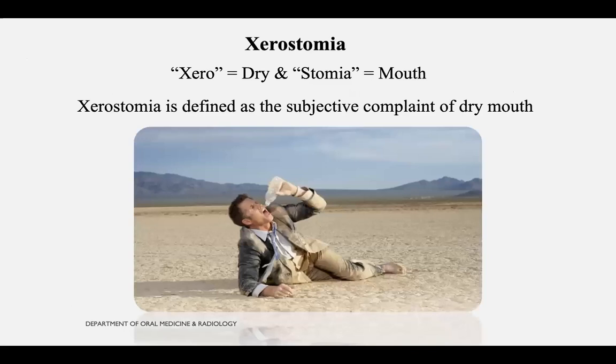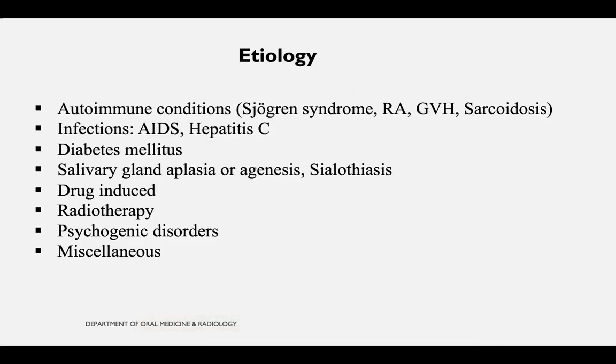Next is xerostomia. Xero means dry, stomia means mouth. So xerostomia is a subjective complaint of a dry mouth by a person. The etiologic factors that could cause xerostomia include autoimmune conditions like Sjogren's syndrome, graft versus host disease, rheumatoid arthritis, and sarcoidosis. Infections like AIDS and hepatitis can also manifest with dry mouth.